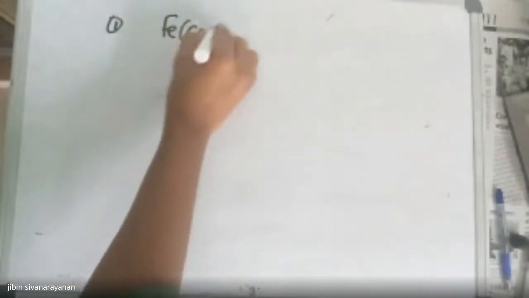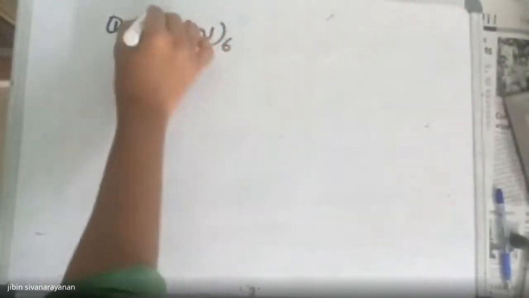So I'm asking you whether the complex is low spin or high spin. I will write some complexes here and you find out whether each is low spin or high spin. You don't need to go for the number of electrons and all those things. You can simply have a look and say the answer.